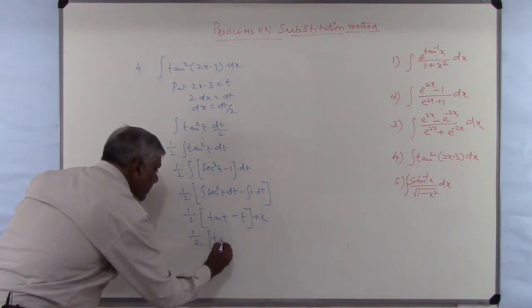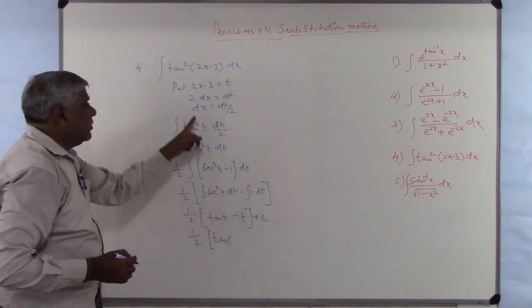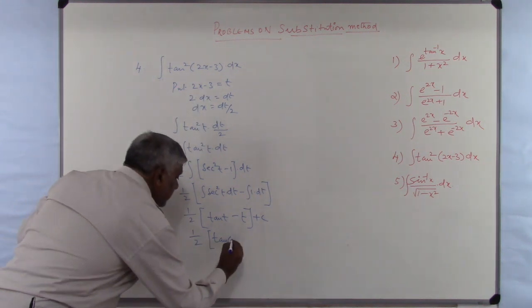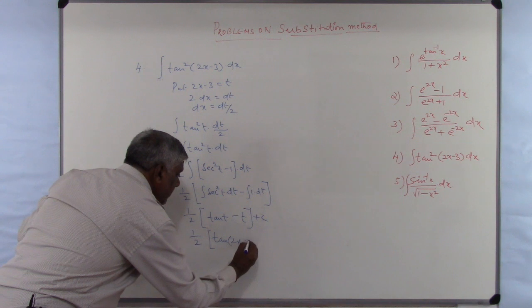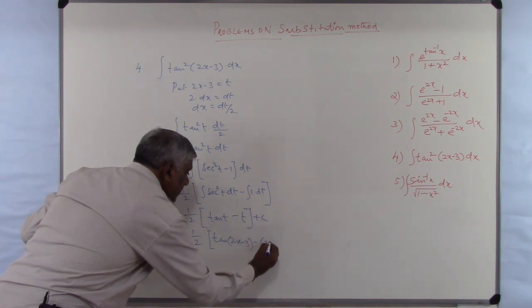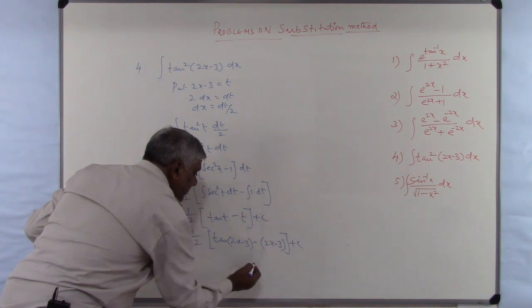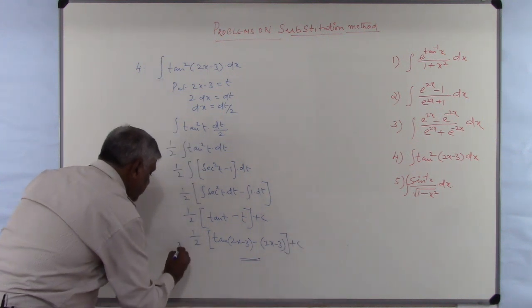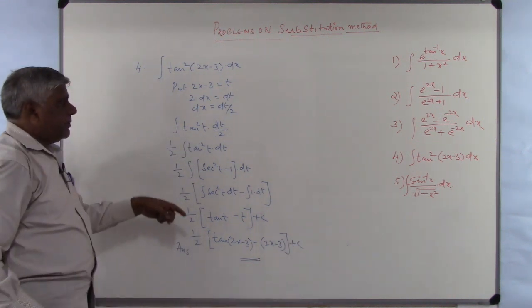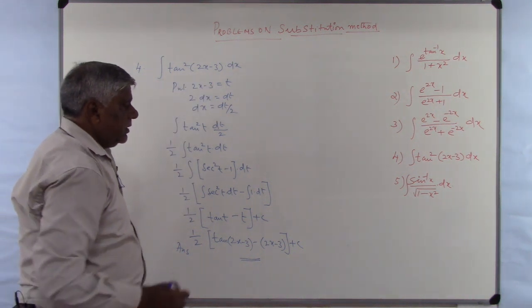Tan of t, and t is how much? 2x minus 3. So it is half of tan of 2x minus 3, minus 2x minus 3, plus c. This is the answer for this. Now we will go for the last problem.